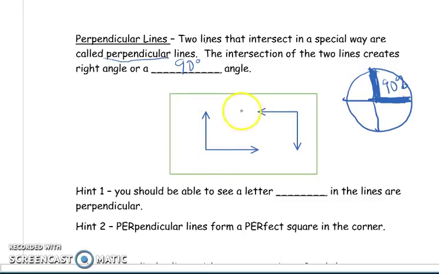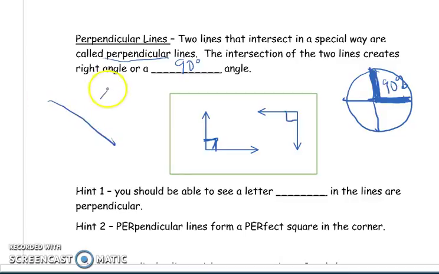If I did finish this off, or I looked in the corner even, and I went straight over and straight down, which obviously mine's crooked because I'm drawing with my stylus, I would see a perfect square in the corner of this shape. 90 degrees is a perfect square.